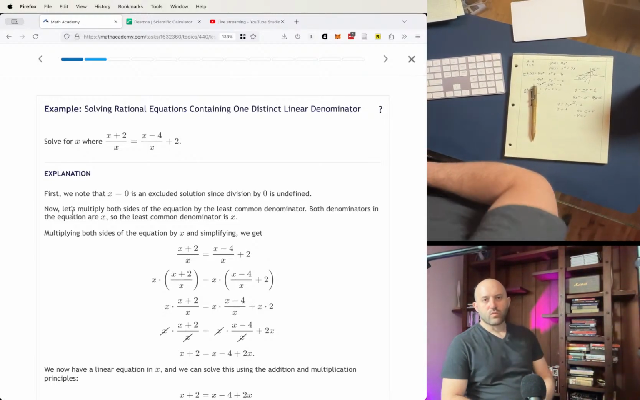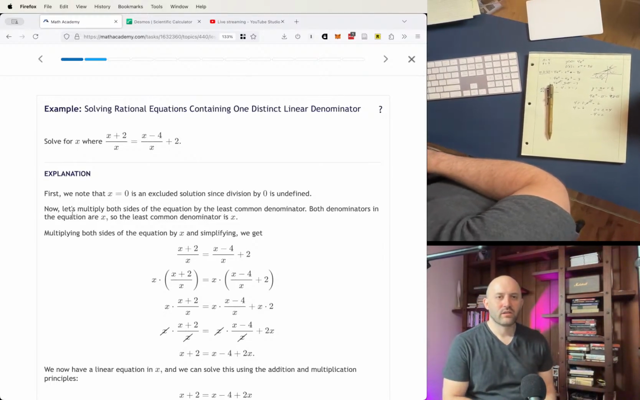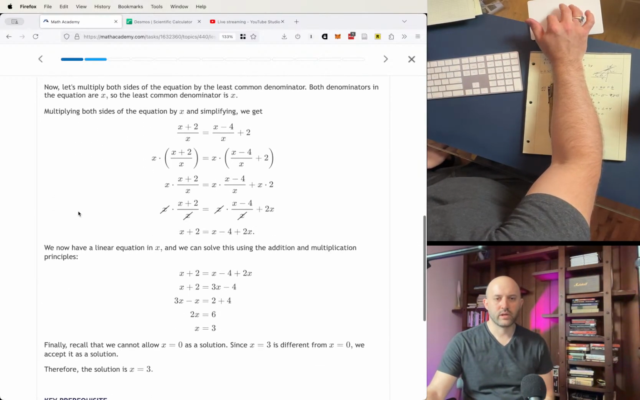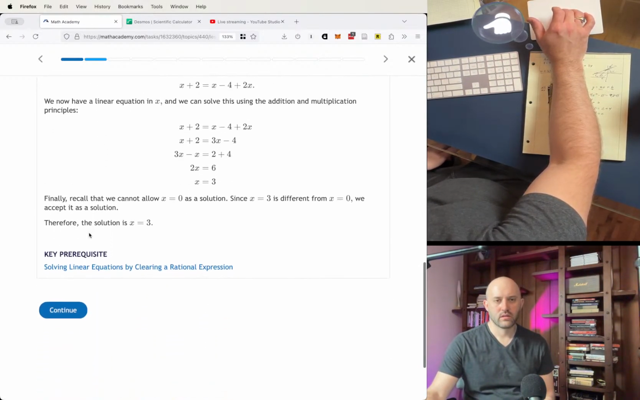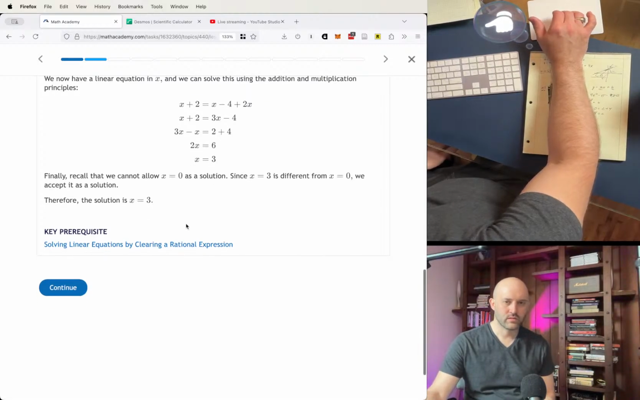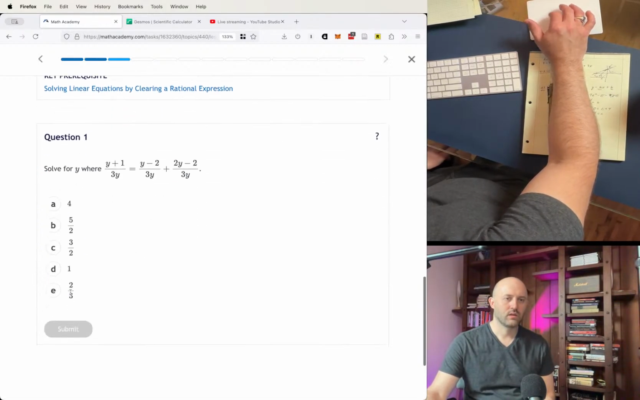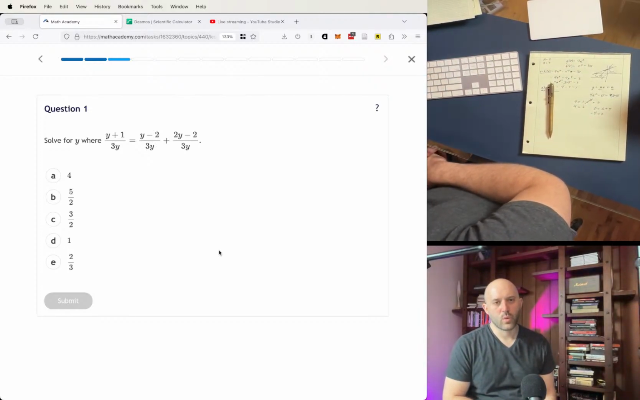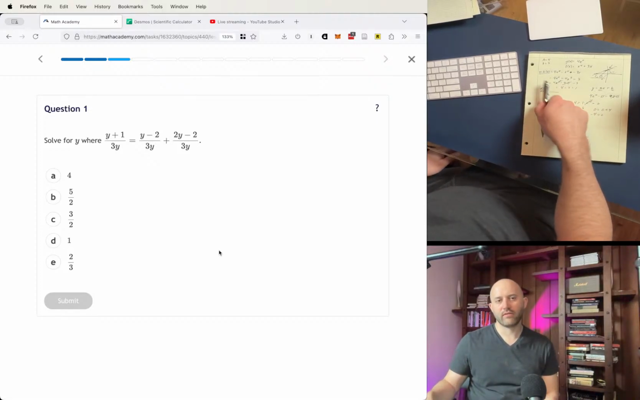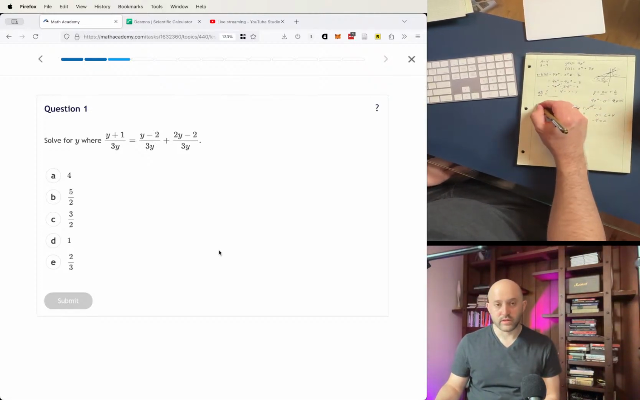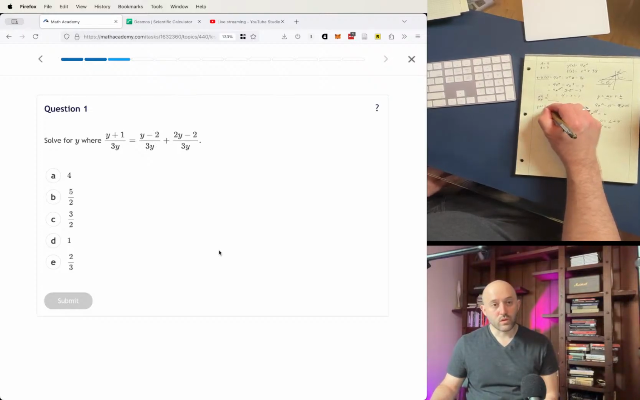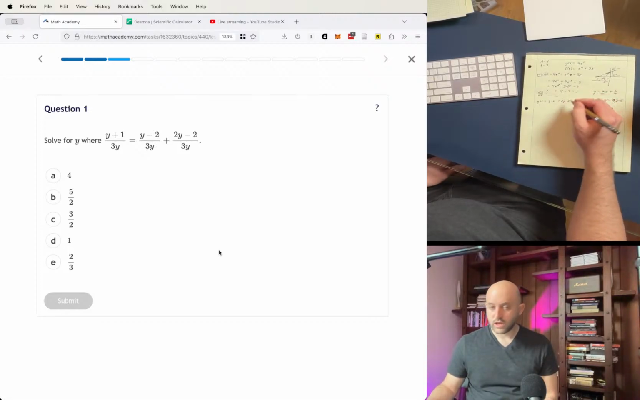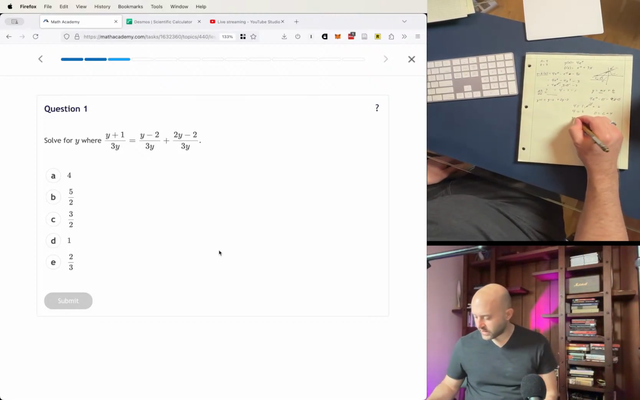Solve a rational equation. One distinct linear denominator. Okay, so you throw an x across everybody, and we also make sure that we can't allow the solution to be there. Okay, this all makes sense to me. Solve for y, where everyone has the same one, so you multiply everything by 3y. I'll just do that in the first step. So y plus 1 equals y minus 2, plus 2y minus 2. And we have to remember that y cannot equal 0.